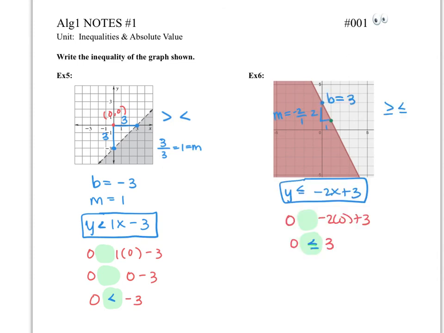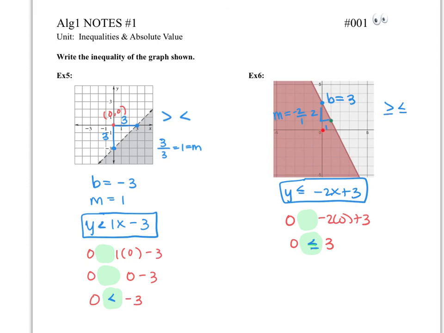So on this example, I noticed that the line had a y-intercept of 3. I also noticed that it had a negative slope, with a rise of 2 and a run of 1. So my slope was -2. As an equation, it would have been y equals -2x plus 3. Because the line was solid, I knew that my inequality was either going to be greater than or equal to, or less than or equal to.